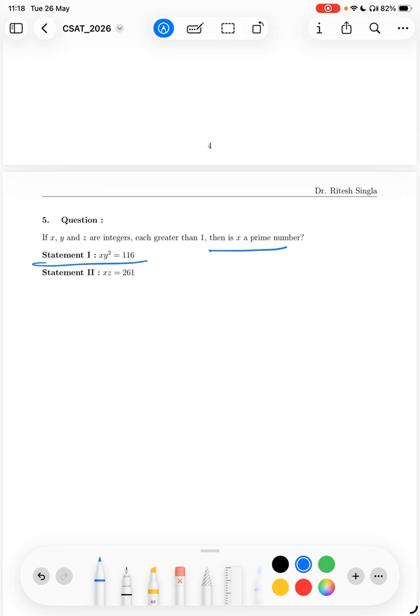Let us see statement 1. It is saying x y square is equal to 116. Let me try to write it in the format of x y square. You will see that it is 2 into 58, which can be written as 29 into 2 square. Basically, I'm just writing it in prime factorization form. That is the basic prime factorization of 116. There is no other way possible. Comparing both sides, x is 29, y is 2.